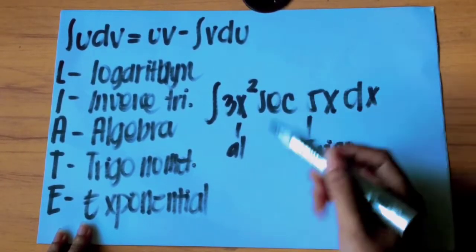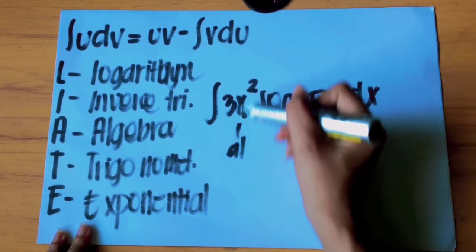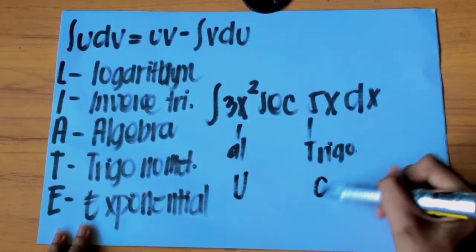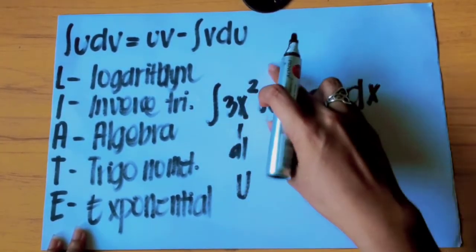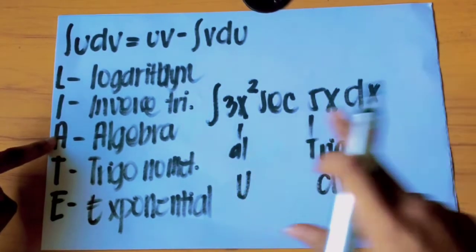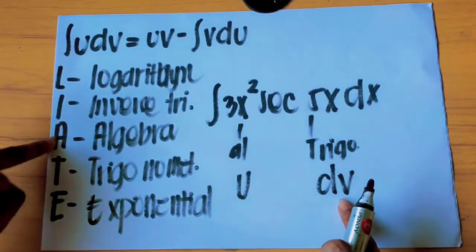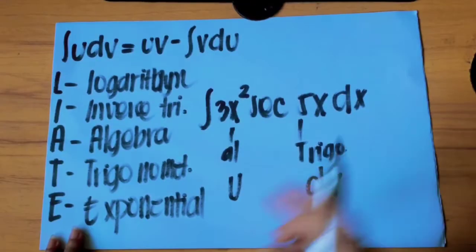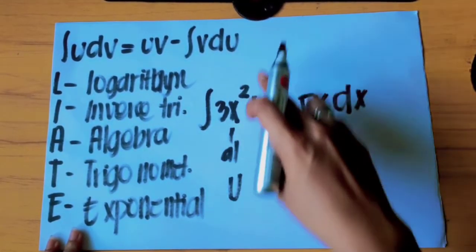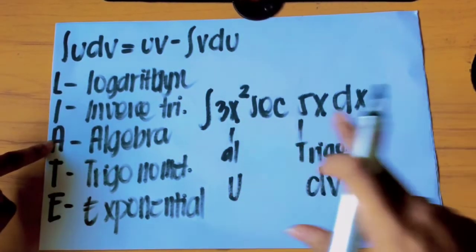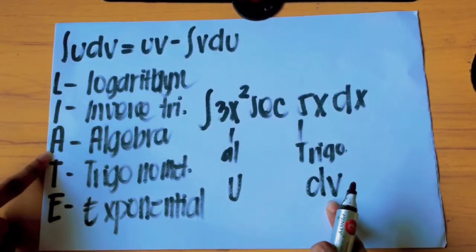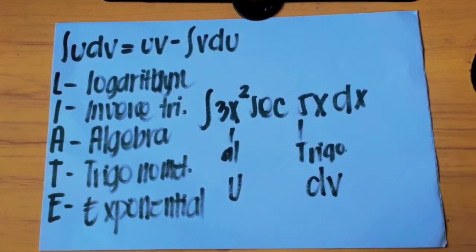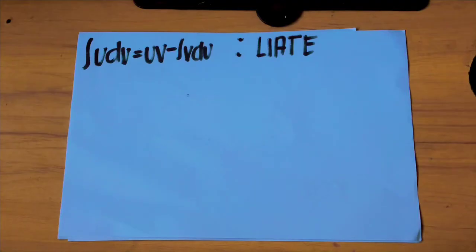So, the u will be the 3x squared, and this is the dv. Yung u, 3x squared, is algebra, and trigo is dv. Based from the LIATE, the priority is first than the second, which means the algebra is the u and the trigo is the dv because nauna yung algebra sa trigo. Let's have another example para mas clear.